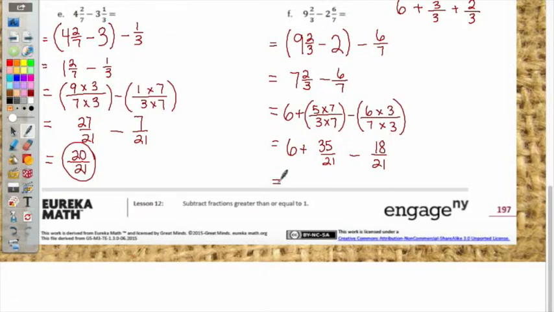Now, if you are concerned about subtracting correctly, go ahead and write the standard algorithm because there's regrouping. You can regroup in your head, that's fine. 15 minus 8 is 7. 2 minus 1 is 1. So my answer here is 6 17/21.